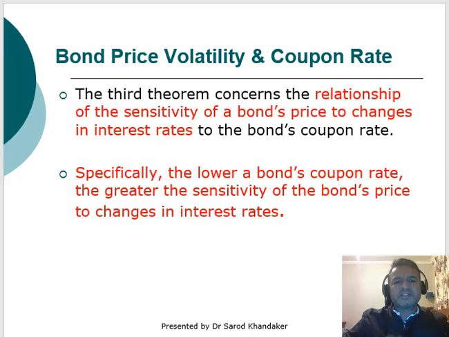The next theorem is bond price volatility and the coupon rate. This is the third theorem. It shows the relationship of the sensitivity of the bond prices to change in interest rate to the coupon rate. More specifically, the lower a bond coupon rate, the greater the sensitivity of a bond price to change in interest rate.